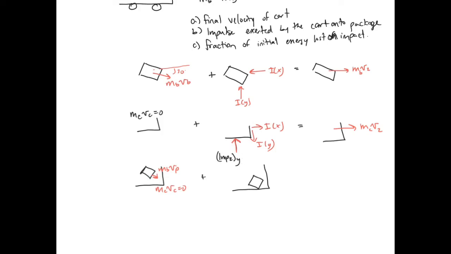So this is impulse 2y. And this is all equal to the motion of the cart and the bag combined moving to the right. Here you have m bag plus m cart times v 2, because they'll then be going at the same speed. So you have to make sure that your diagrams tell the entire story of the motion.